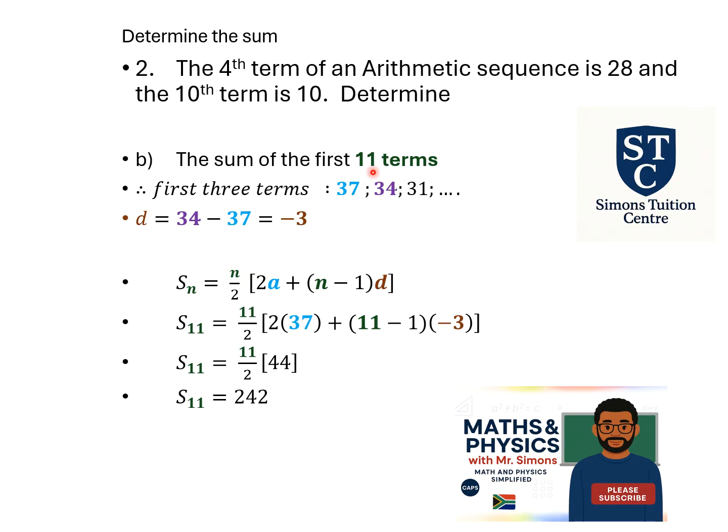Right, they want the sum of 11 terms, so n is 11. A is 37, that's the first term, a being the first letter of the alphabet, term 1, 1 being the first of the natural number system. So for a we place 37 and d was minus 3. 11 minus 1 gives me 10. 10 times minus 3 would give me minus 30. There, 2 times 37 would give me 74. 74 minus 30 would give me 44. 11 divided by 2 times 44 would then give me 242.